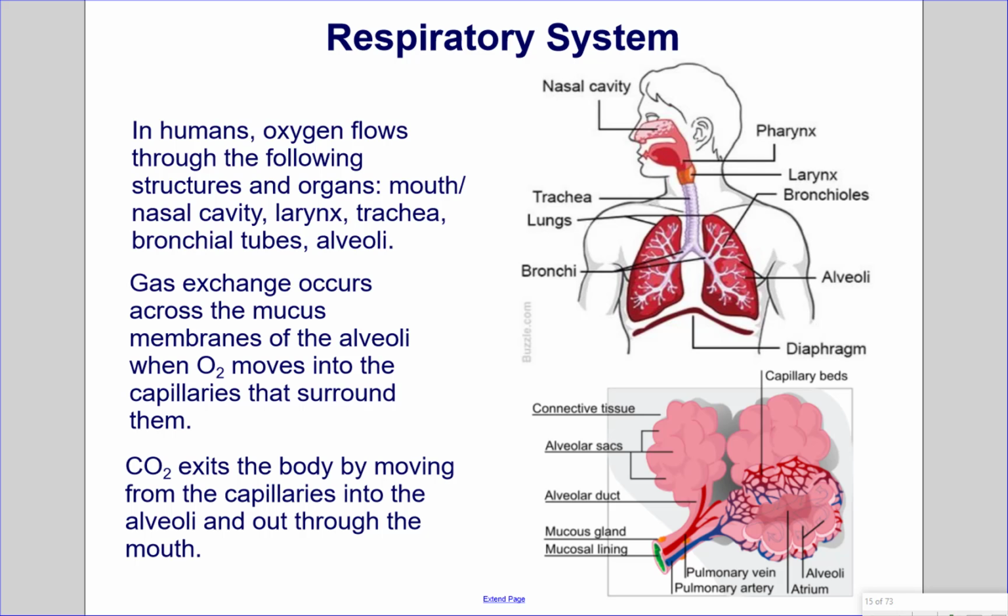Respiratory system. In humans, oxygen flows through the following structures and organs: mouth, nasal cavity, larynx, trachea, bronchial tubes, and alveoli. Gas exchange occurs across the mucous membranes of the alveoli when oxygen moves into the capillaries that surround them. CO2 exits the body by moving from the capillaries into the alveoli and out through the mouth.